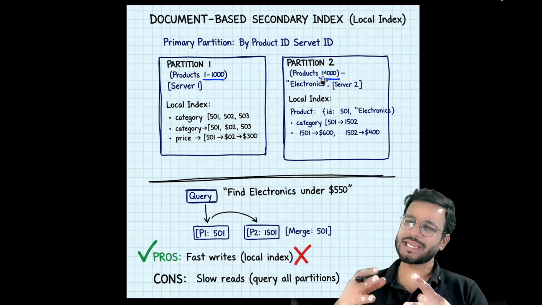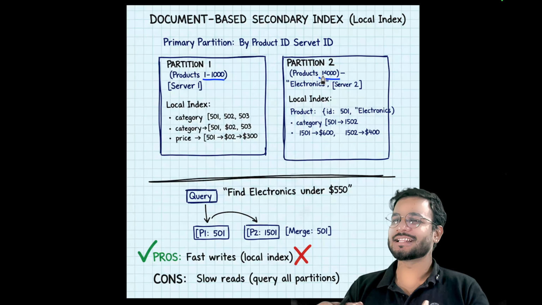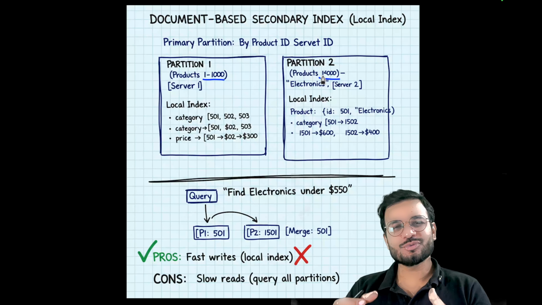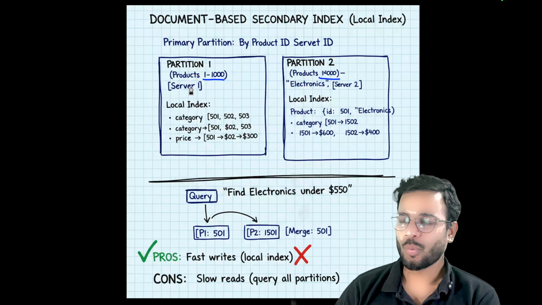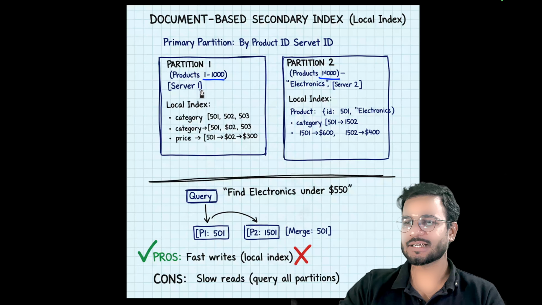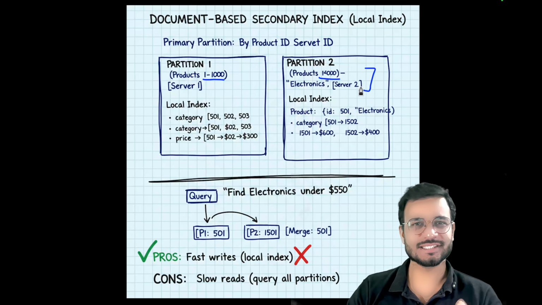Suppose you want to find all the electronics whose price is under $550. What will you do? You'll eventually have to search all the partitions and then find those. The best way is to do secondary indexing. There are two things we do here. One is we store the data from 1 to 1000 in partition 1 and the later data in partition 2, like the strategy we discussed earlier.